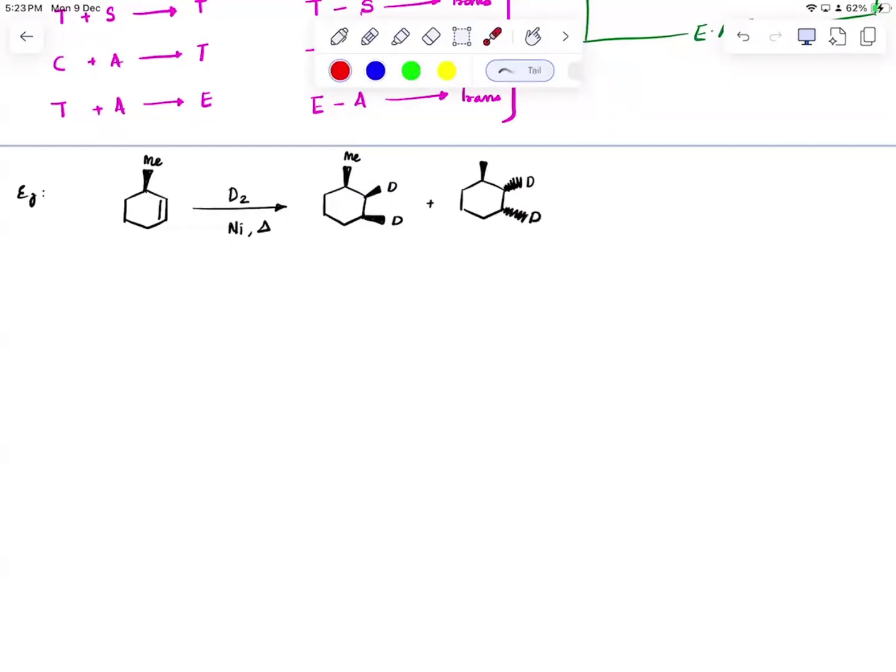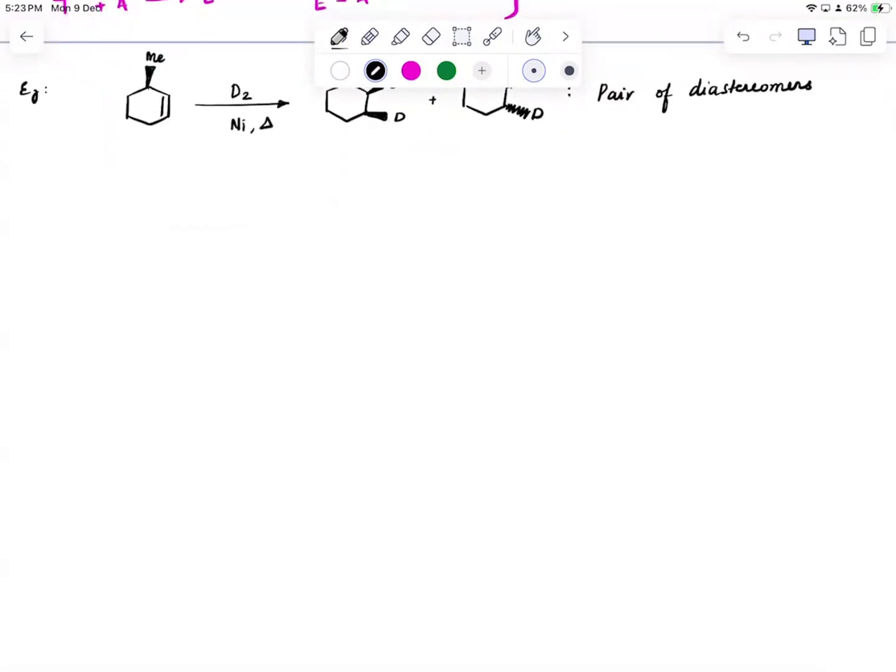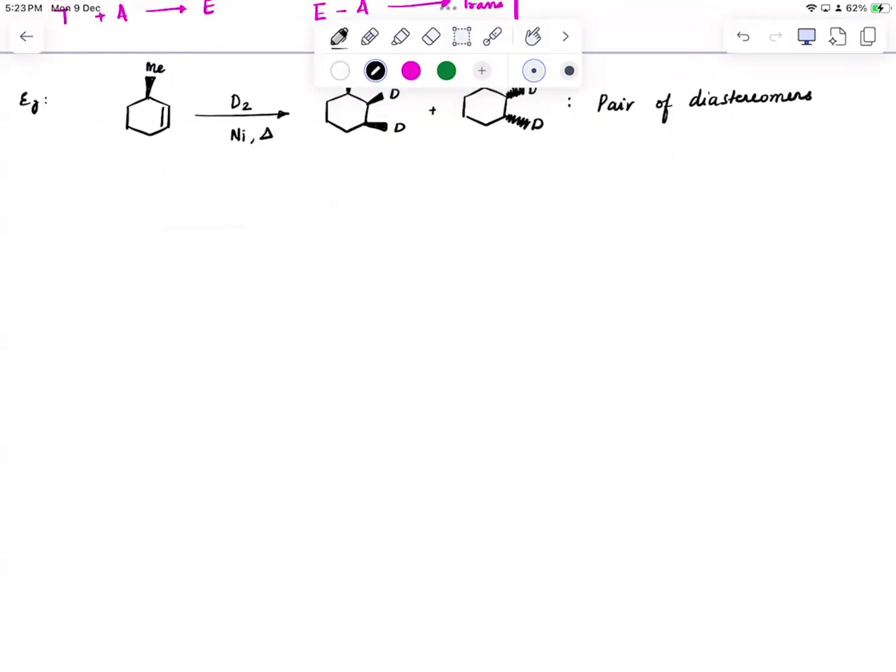Correct? But now if you notice, are these two mirror images, beta? No. So what are these? Pair of diastereomers. Clear? So we cannot say exactly how much percentage, but we can say definitely this is a pair of diastereomers in general. Got it? Next.